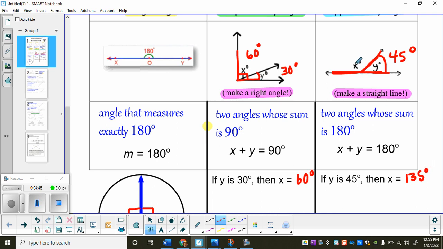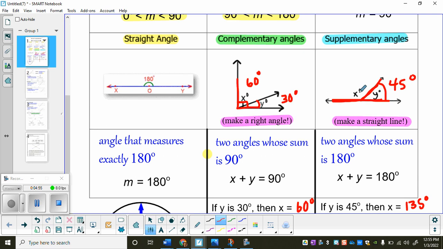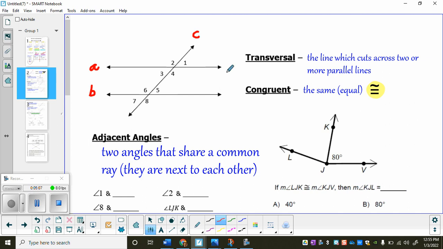So X up here is obtuse, Y is acute, and together the relationship between them is that they form a 180 degree straight line. So these would be considered supplementary angles. Over here again to review, X and Y add up to form a 90-degree angle, so those are considered complementary angles.